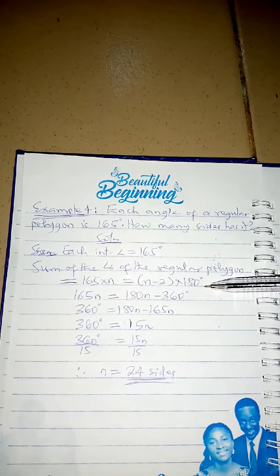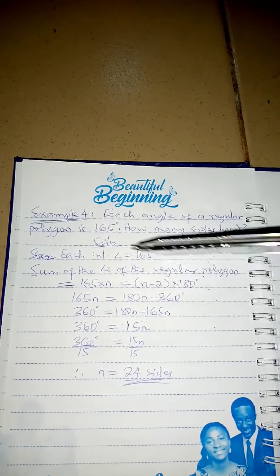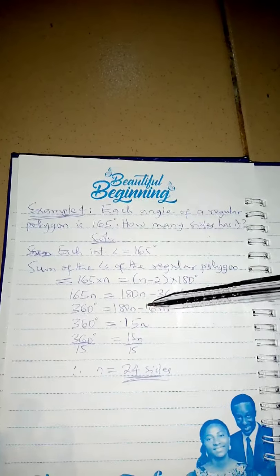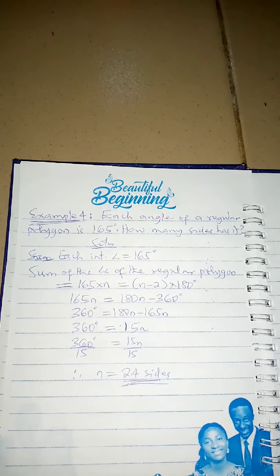Bring the 165n to this side. Take your minus 360 to the other side. To your right, it changes to 360 degrees. 180n minus 165n is 15n. Equate to 360 degrees. Divide through by 15, and n gives 24. So the number of sides here is 24.